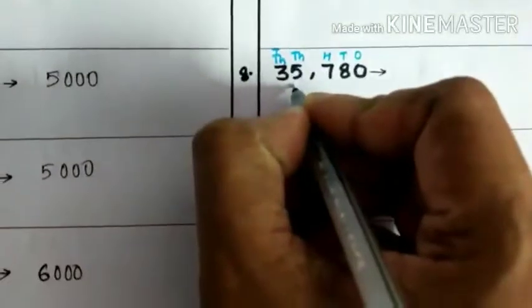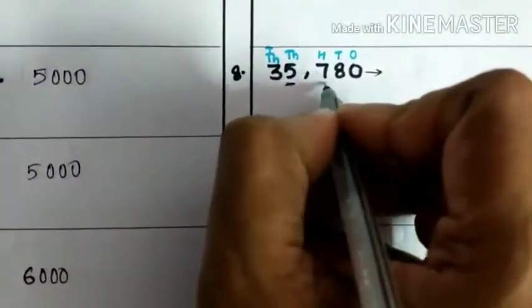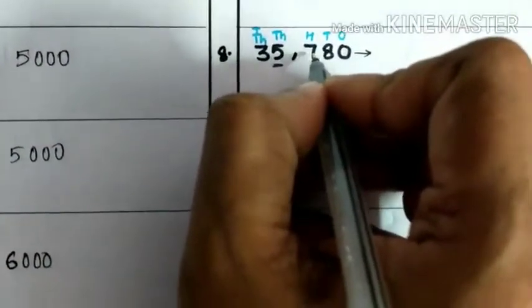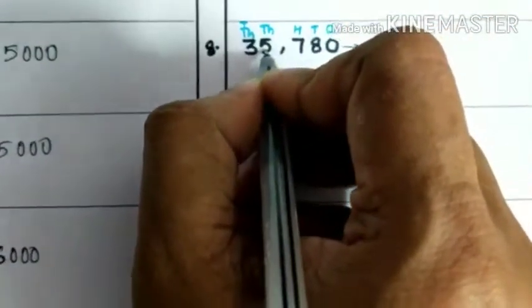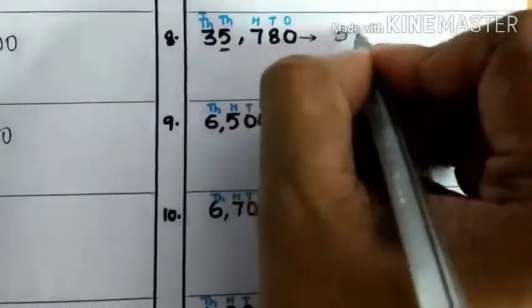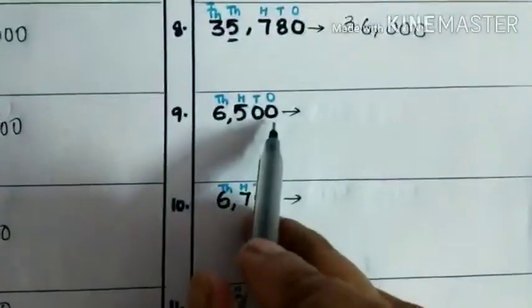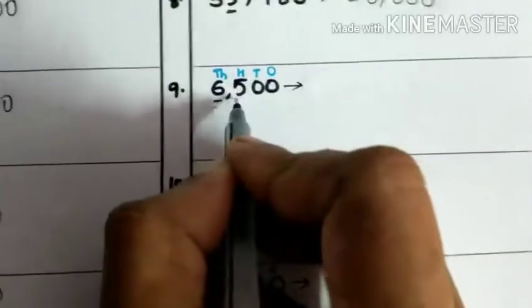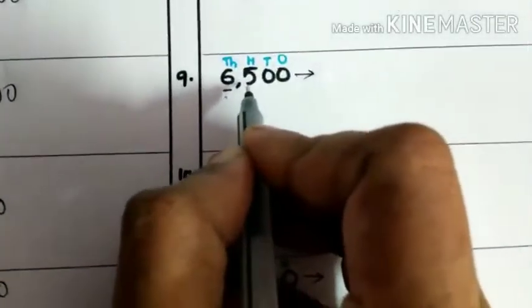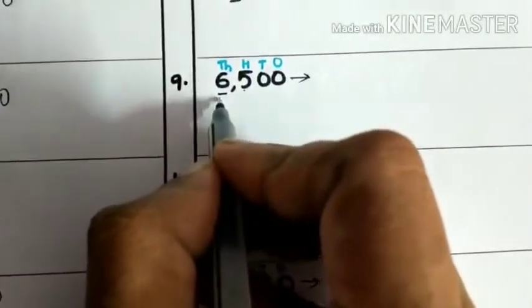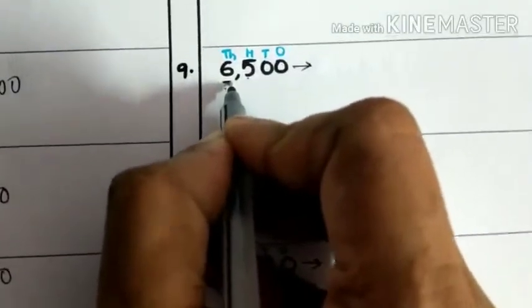35,780. Underline the thousands place digit 5. Next, hundreds place digit is 7. Greater than 5. So 5 will change and become 6. Rounded up to 36,000. Next, underline the thousands place digit 6. Next, hundreds place digit is 5. If 5 or a greater number comes, then 6 will change and become 7,000.